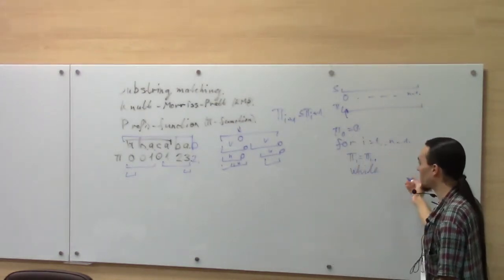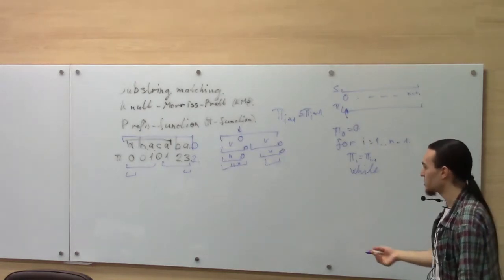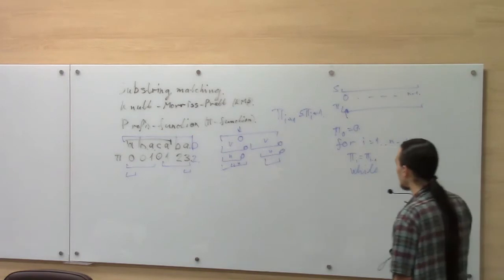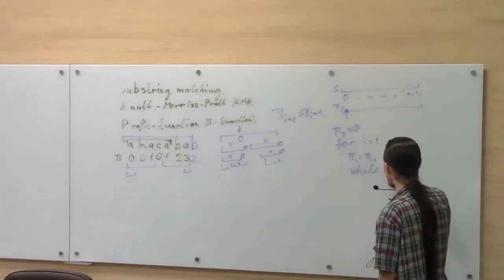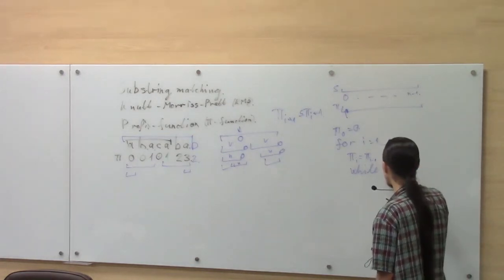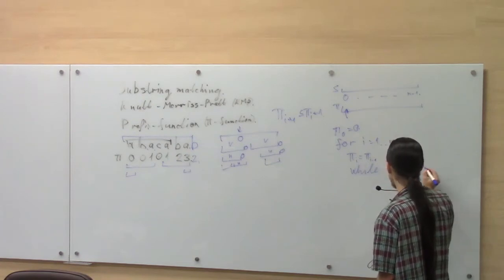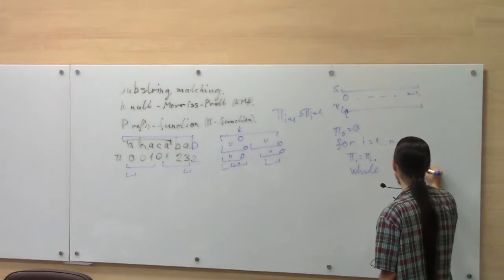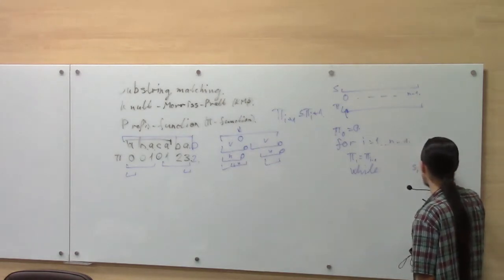Basically, here we are going to iterate the prefix function until we arrive at a match. So basically we are doing this while, I'll leave a space here, while s_i is not equal to s_{p_i}.